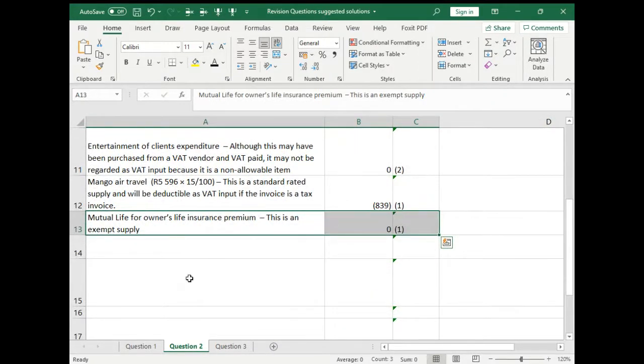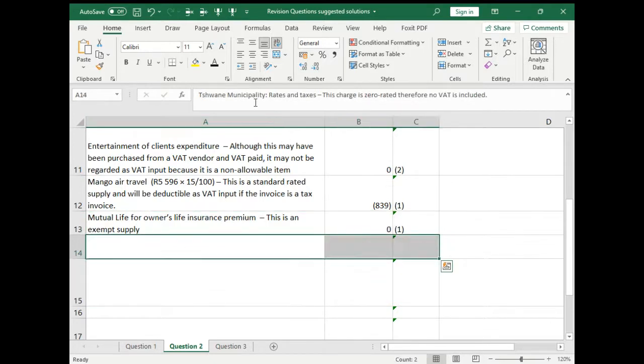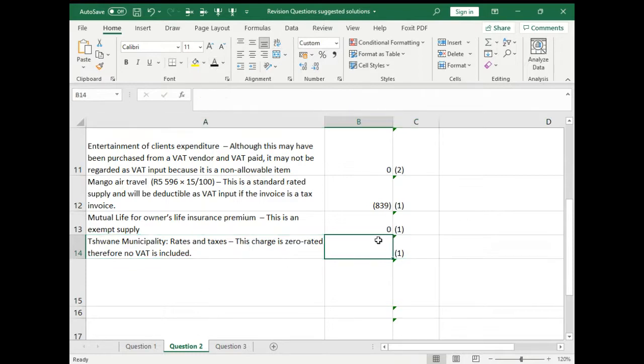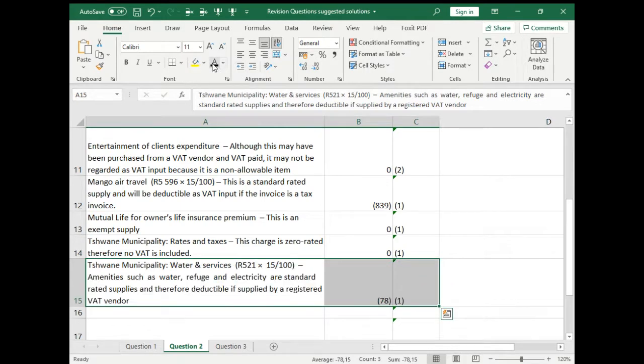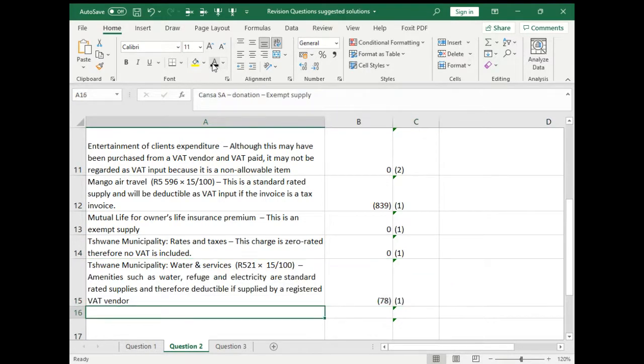Then our rates and taxes is also 0 rated. So that is actually a 0 amount there. But the water and electricity or the other services are standard rated. So for those ones, you are allowed to claim input VAT. So just remember, rates and taxes, 0. The other ones have a VAT component linked to them.